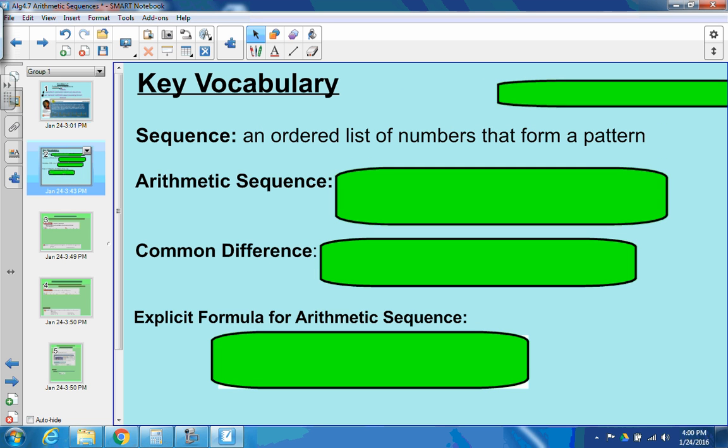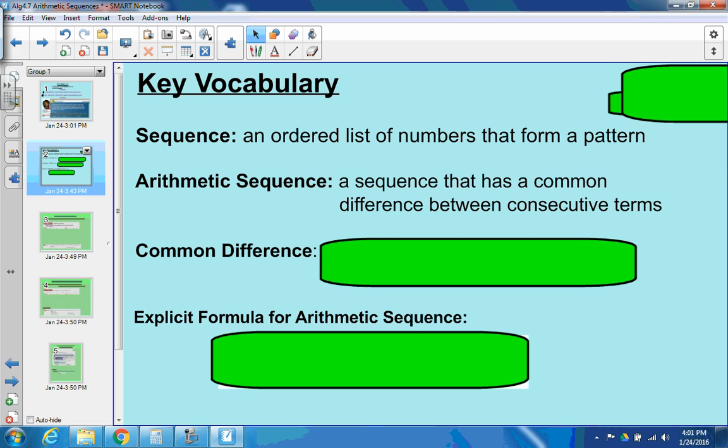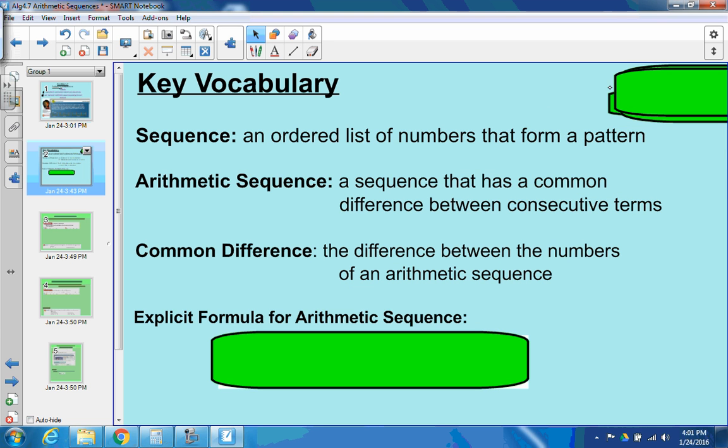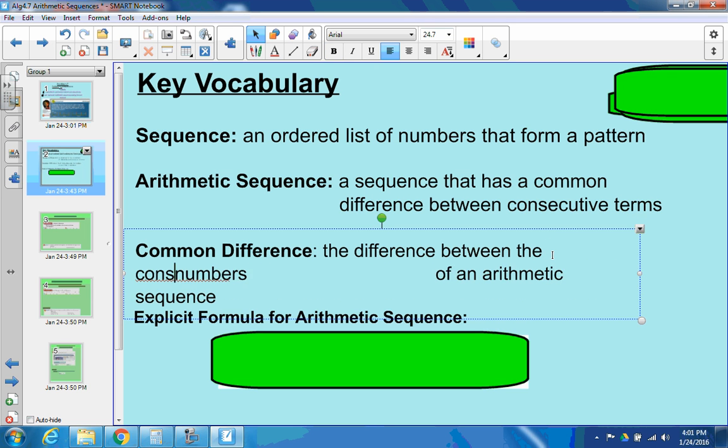A sequence is an ordered list of numbers that form a pattern. Doesn't matter what the pattern is, as long as you can find a pattern. An arithmetic sequence, though, is a sequence that has a common difference between consecutive terms. So you add the same amount each time as you go on, or subtract the same amount. When we say common difference, that's just the difference between the numbers of an arithmetic sequence. So we're going to say difference between the consecutive numbers.